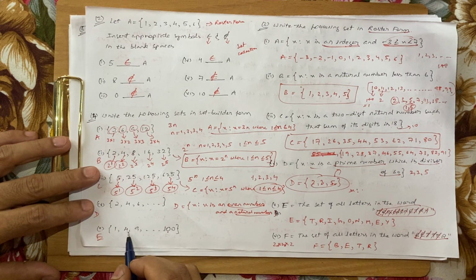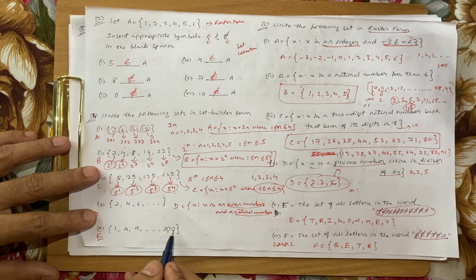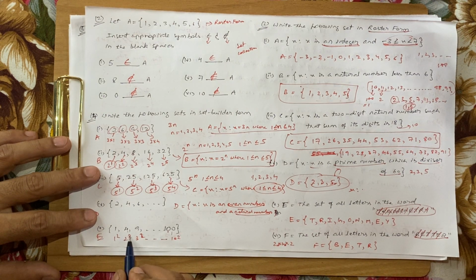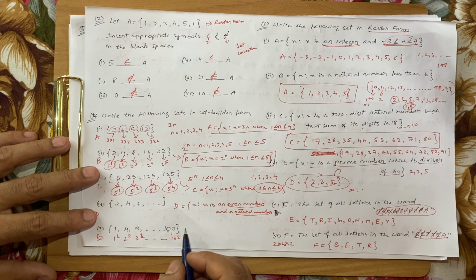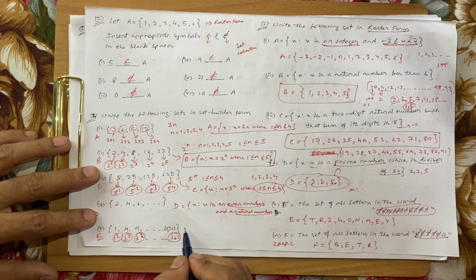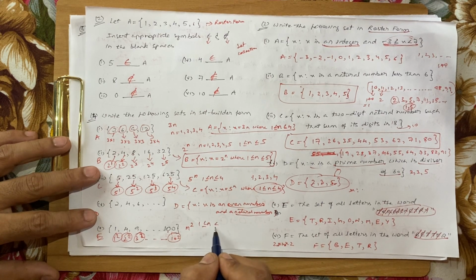The last one: 1, 4, 9, and so on till 100, okay? So this is what? It seems like some kind of a square. This is 1 square, this is 2 square, this is 3 square, and so on. This is what? 10 square. So the power is 2 all the time, see? Square, square, square, square. But the base changes: 1, 2, 3, up till it goes to 10. So what is the element? In what way can you represent it? You can represent it as n to the power 2 or n square, where n lies between 1 and 10.